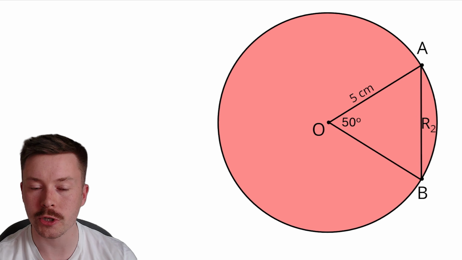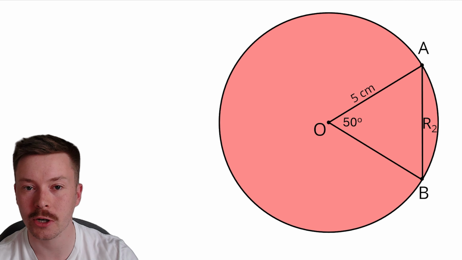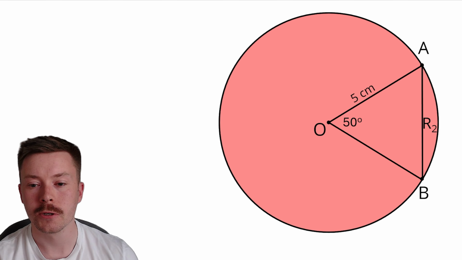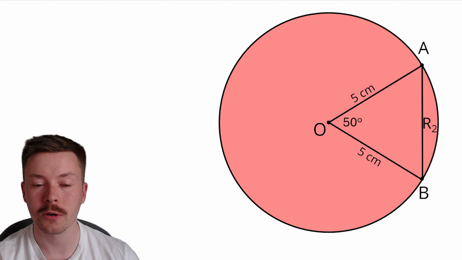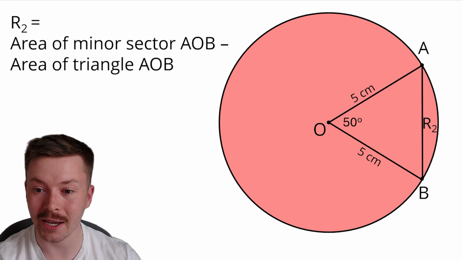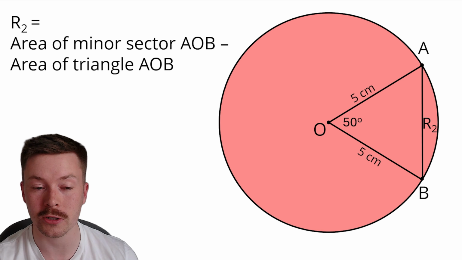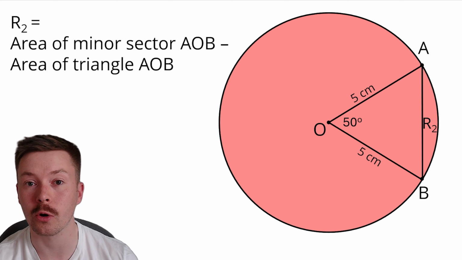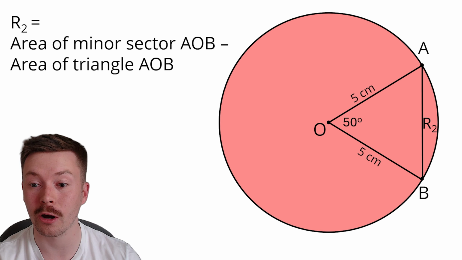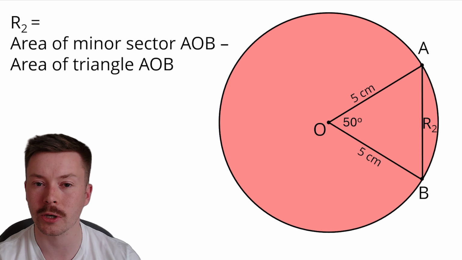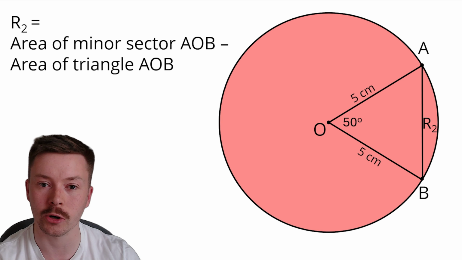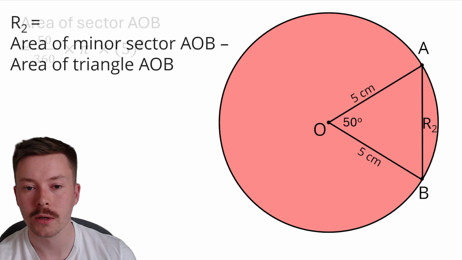The next thing I want to do is just to consider one of these triangles and then consider one of these areas. So I'm going to think about, first of all, R2. I can work that out by doing the area of the minor sector AOB. That's the sector, so that is going to include the triangle and R2, and then subtracting the triangle from that. So first of all, what I need to work out is the area of the minor sector. It's the minor sector because it's a small one. It's the one with the 50 degrees and not the one with the 310 degrees on the outside.